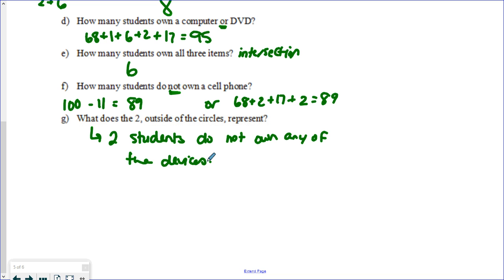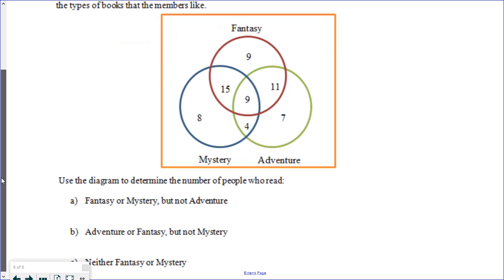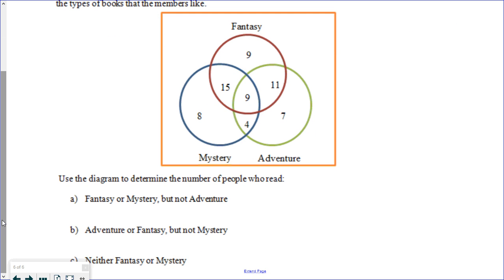All right, so one more here. The members of a book club read fantasy, mystery, and adventure books. The following Venn diagram shows the types of books that the members like. So the members like fantasy, mystery, or adventure, or all of them, or some subset of them. This one's pretty straightforward, actually.